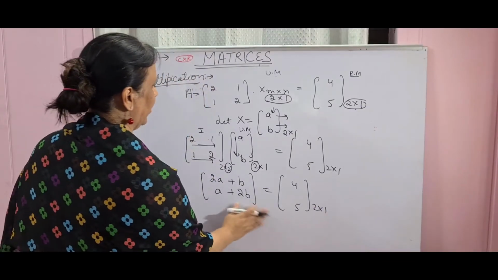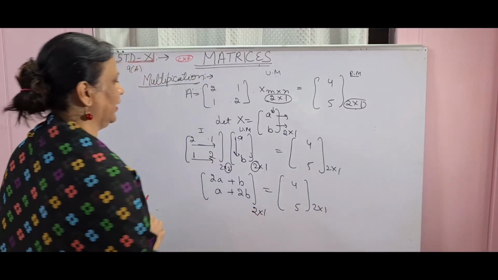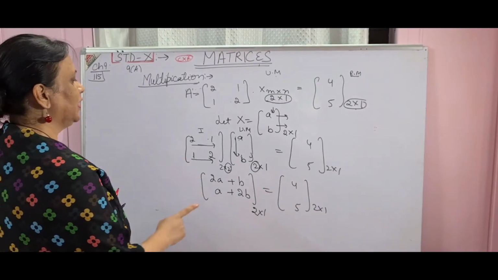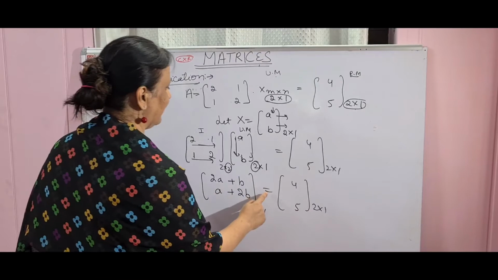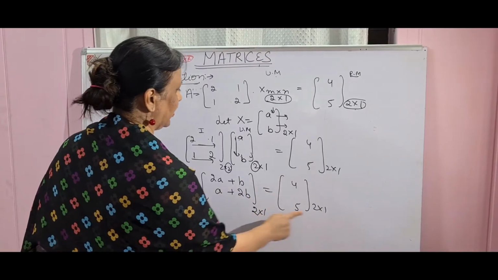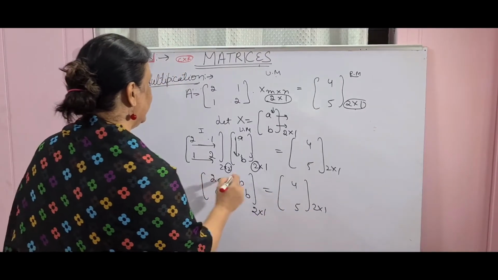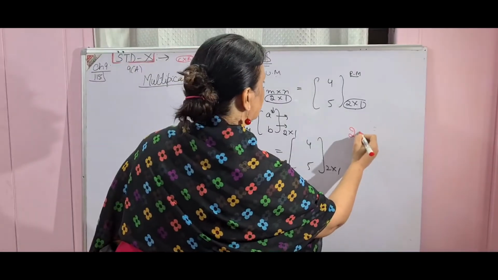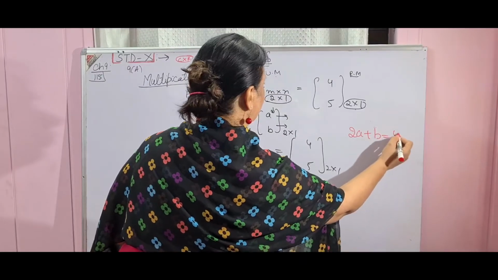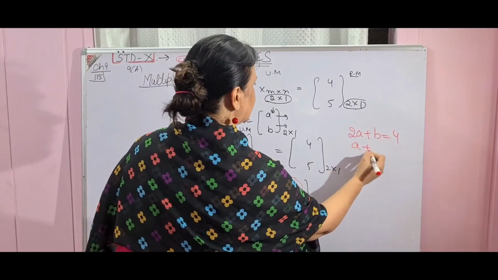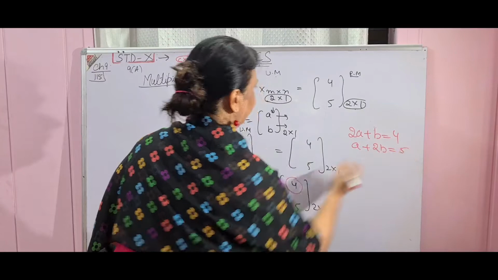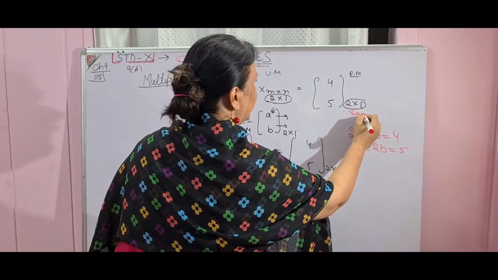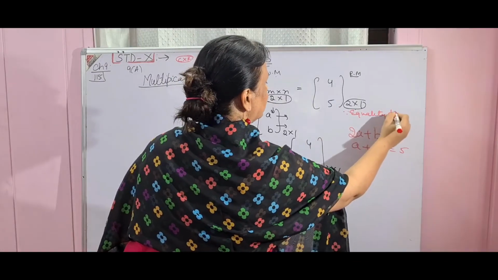See, now I had given you one definition in the beginning, that what is equality of matrices? Equality of matrices holds when the matrices have an equality sign and the order is the same. That means I can equate the corresponding elements. So this will become 2a plus b is equal to 4 and a plus 2b is equal to 5. I will write here, because equality of matrices holds.